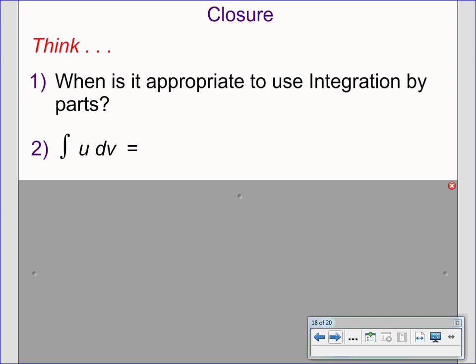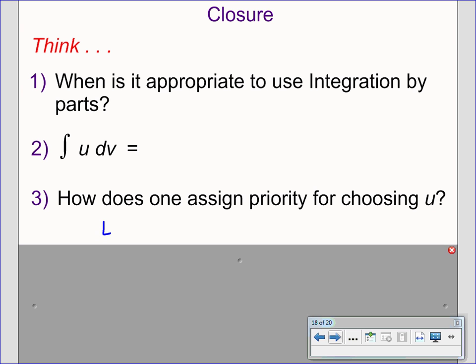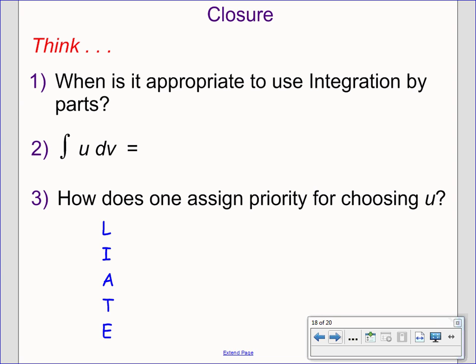Working right here, working for you 24/7, 365. When is it appropriate to use integration by parts? Don't say it out loud. Written response from everybody. Complete the formula: the integral of u dv is given by. How does one assign priority for choosing u? And be ready to share.